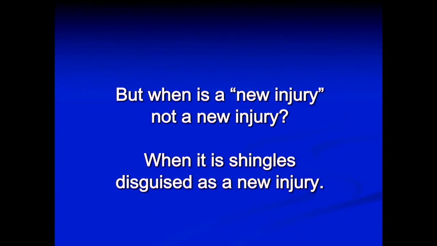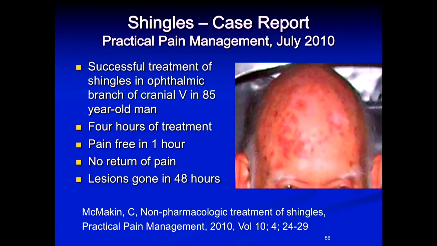New injury. We talked about healing new injuries, but when is a new injury not a new injury? Sometimes the patient comes in with terrible pain in the rib, and the injury seems too trivial to have caused that kind of pain. It is shingles masquerading as a new injury. So we have a case report on shingles in an 85-year-old man in the ophthalmic branch of 5. And it was a single case report.